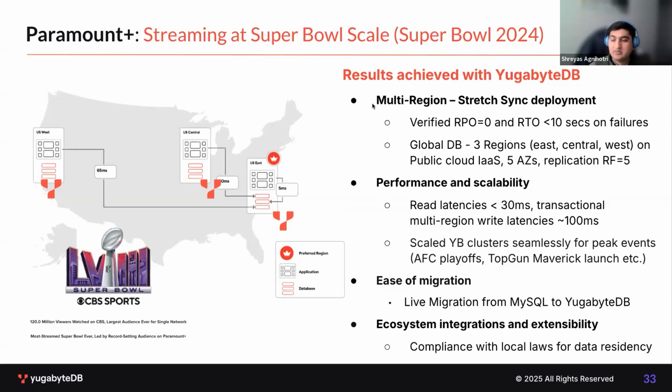So Paramount Plus was able to achieve good results with YugabyteDB, and they did this not just for the Super Bowl, but also some of the peak events like AFC playoffs, the launch of Top Gun Maverick for all the Tom Cruise fans out there, and so on. So YugabyteDB provided high level of resilience and sub 30 millisecond latencies for the transactional workload. And it was also easy to migrate away from MySQL to YugabyteDB. And then, it worked extremely well with some of the ecosystem integrations, and they are also using the data residency features.